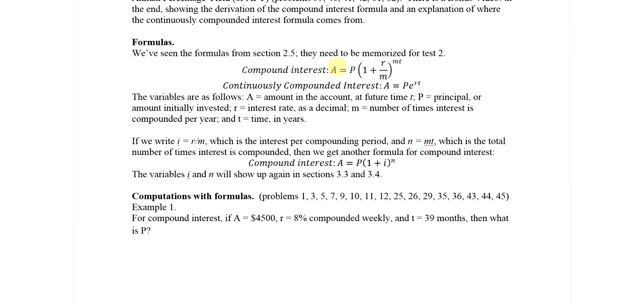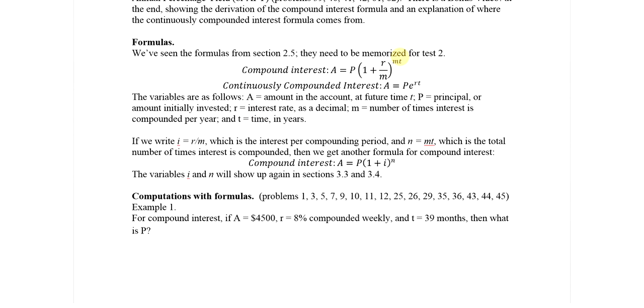So what are the variables? A is the amount in the account sometime in the future. P is the principal. That's how much you invest to begin with. R is your interest rate. That has to be a decimal. M is the number of times the interest is compounded per year. That shows up in 2 places. And T is time, and that's in years.